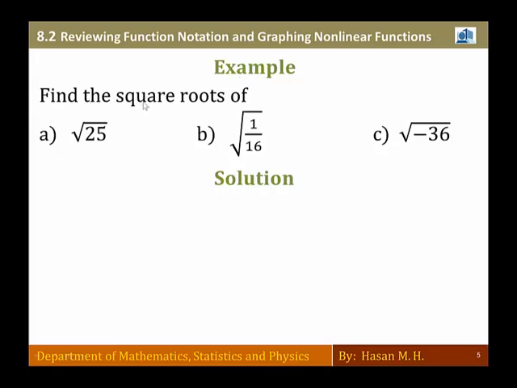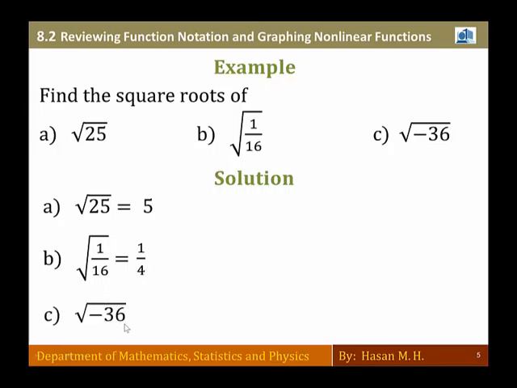Example: find the square roots of A, square root of 25; B, square root of 1 over 16; C, square root of negative 36. A. The square root of 25 is 5. B. The square root of 1 over 16 is 1 over 4. C. The square root of negative 36 is not a real number.